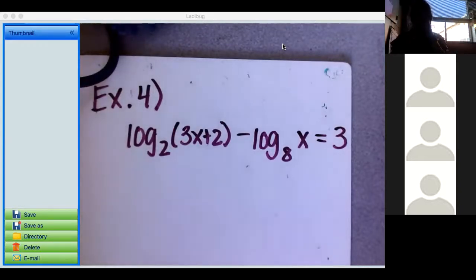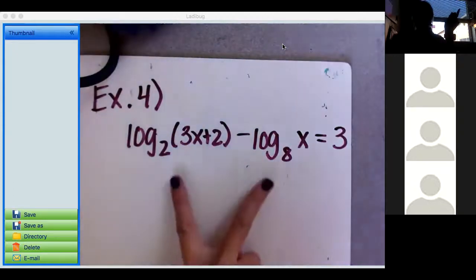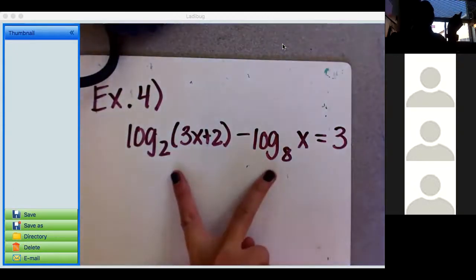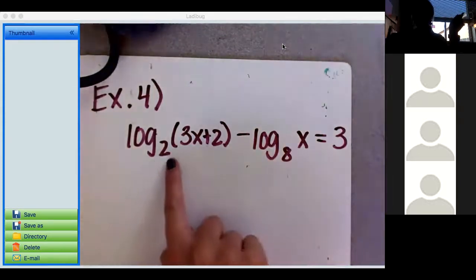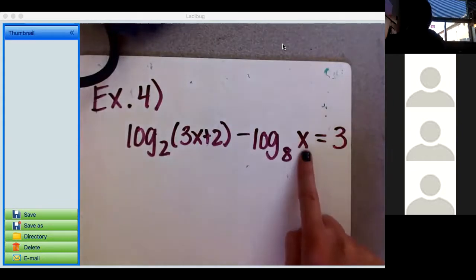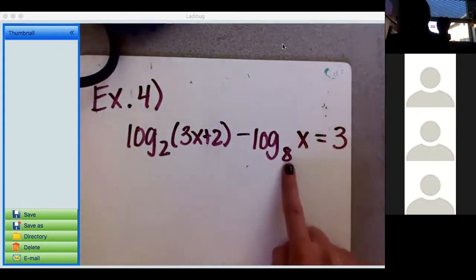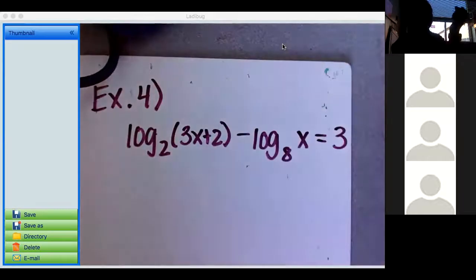Very good, Kevin. How do we make the bases the same? Yeah, so what base do we want? Which one's going to be easier to use? The smaller one. So what Maddox and Kevin are both saying is we can do log base 2 of x over log base 2 of 8. What is that formula called? Change of base.